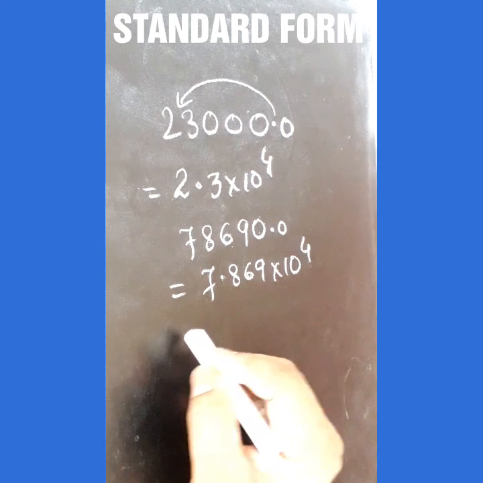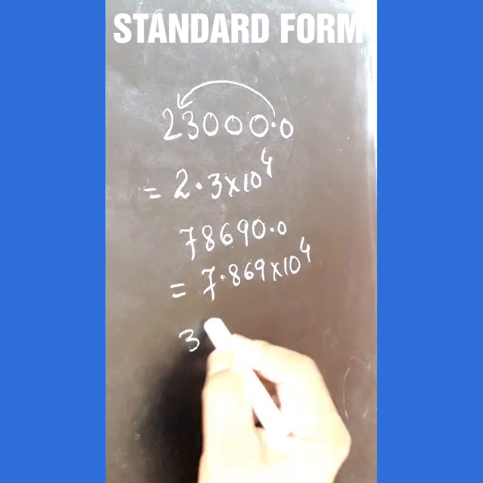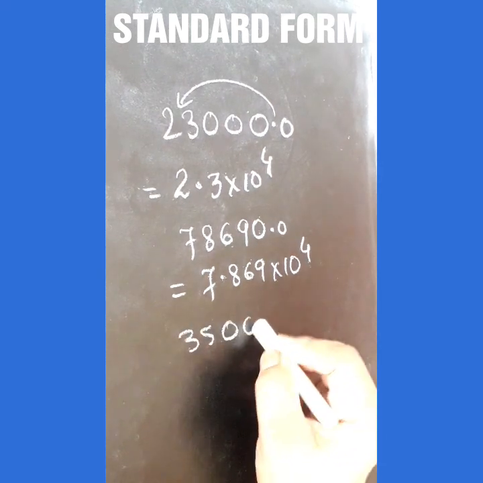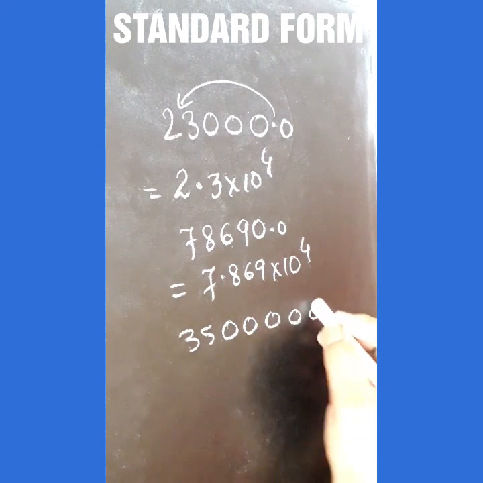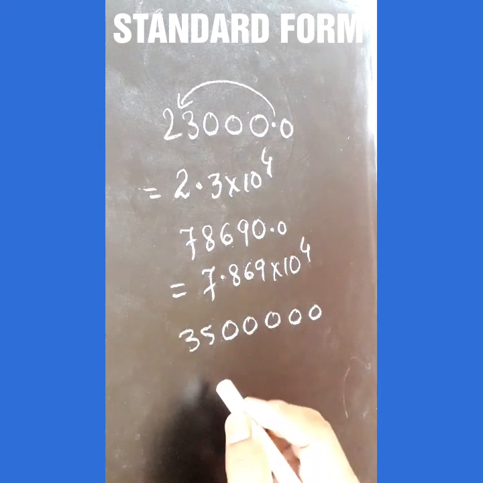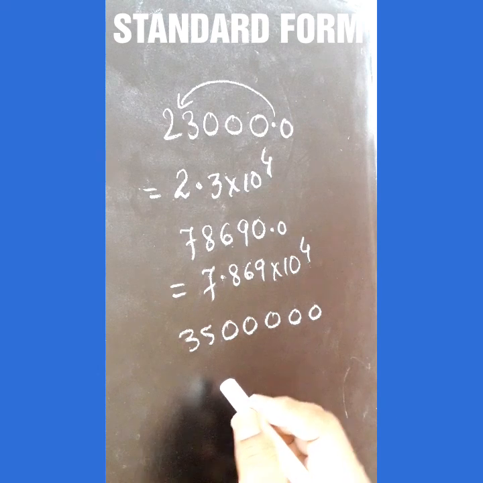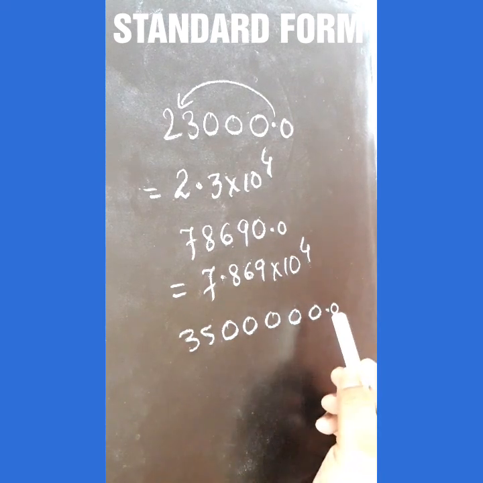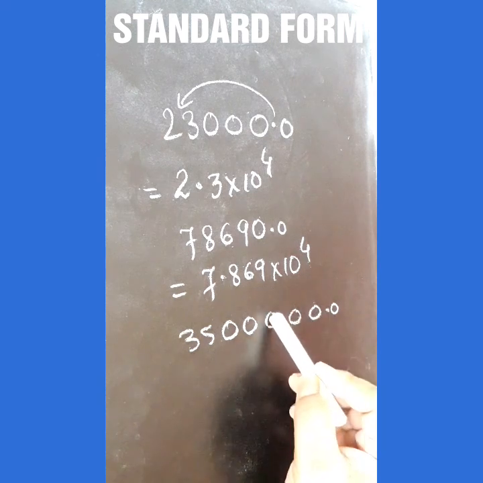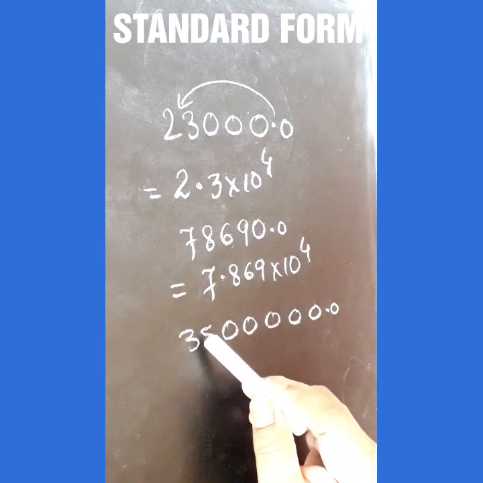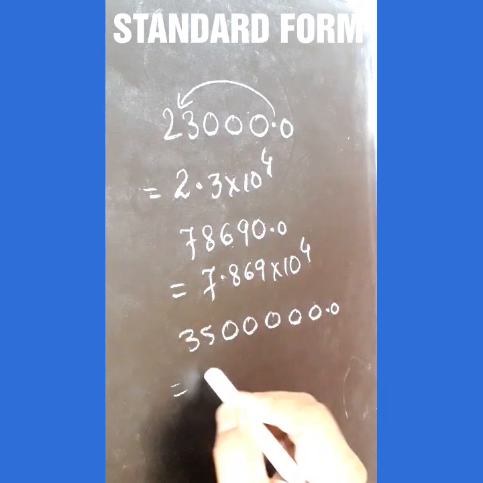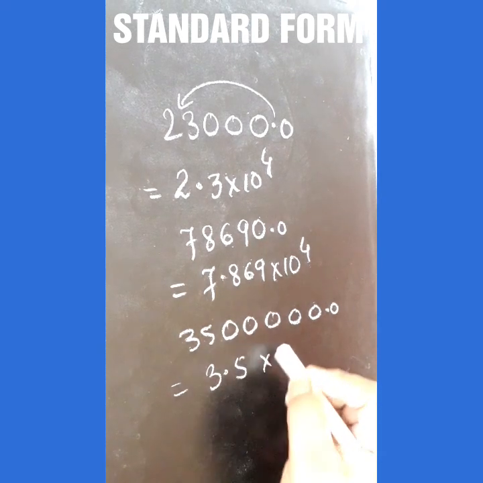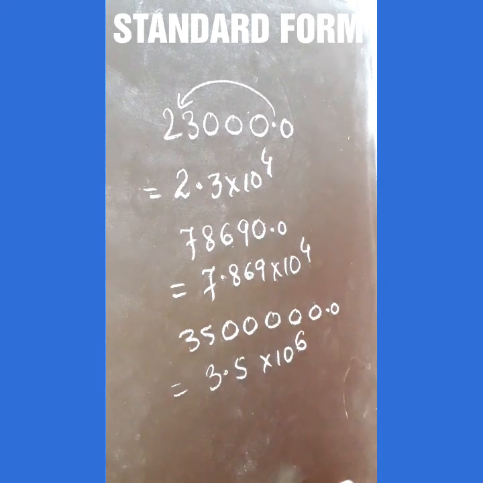Suppose we are given another number, 350000. We have to write this in standard form or scientific notation. The decimal is here. We will start counting from here, 1, 2, 3, 4, 5 and 6. We will put the decimal here: 3.5 into 10 to the power 6.